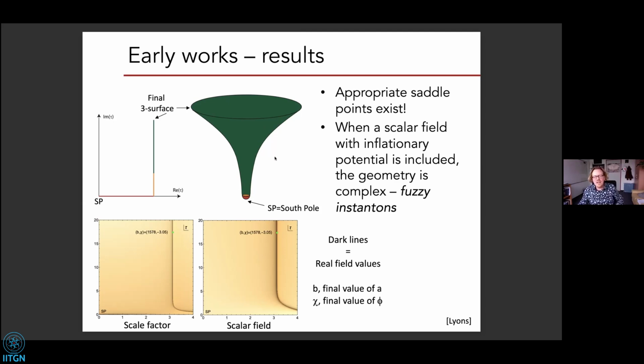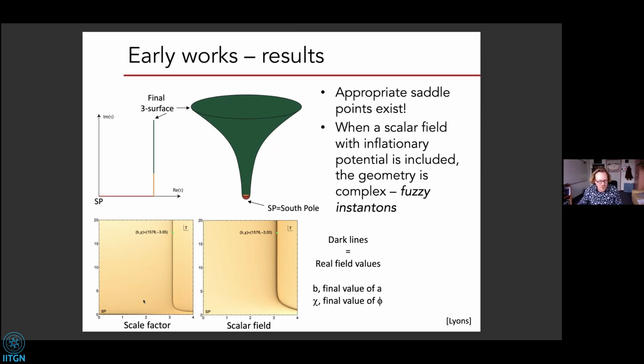If you add a scalar field, the geometry is more complex, and in fact, the geometry and the scalar field both take complex values. Also, then you don't have this gluing of a Euclidean to a Lorentzian solution. Rather, you have an approximately Euclidean part and an approximately Lorentzian part. But in fact, the geometry and the scalar field are in general everywhere complex.